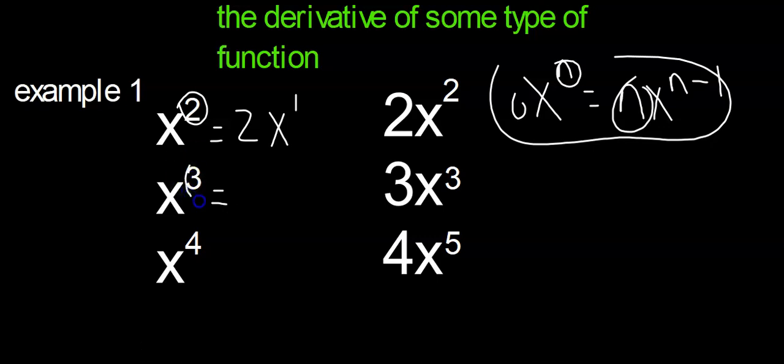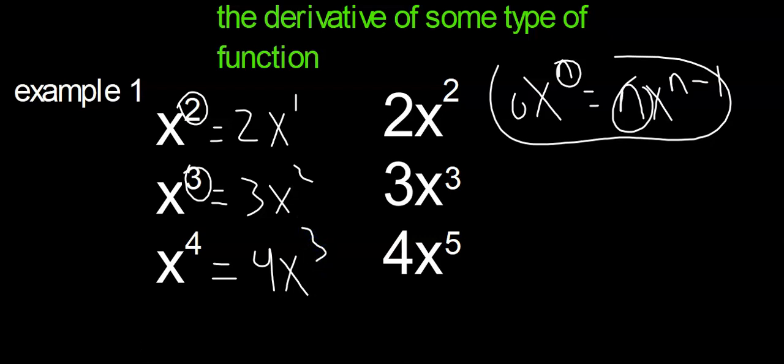When you bring this 3 down, it becomes 3x the whole, and when you subtract 1 from the exponent, it will be 2. The same with this one too. It became 4, and then 4x the whole. When you subtract 1 from this 4, you're gonna get 3. So this is the thing. Just try to memorize this formula.